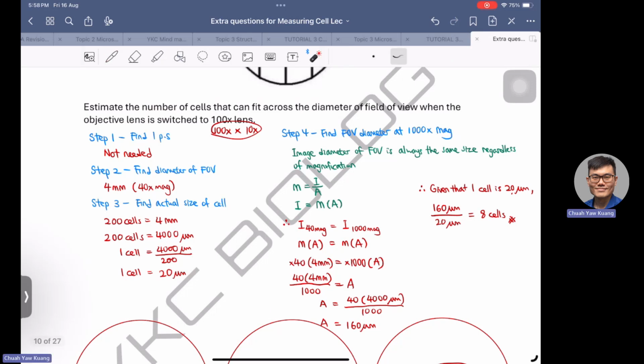If you want to prevent confusion, we can do the same thing: the number of cells equals the diameter, which is 160 micron, divided by 20 micron. It will be the same, so the number of cells equals 8. The micrometer and micrometer cancel out, so you can write it this way as well.